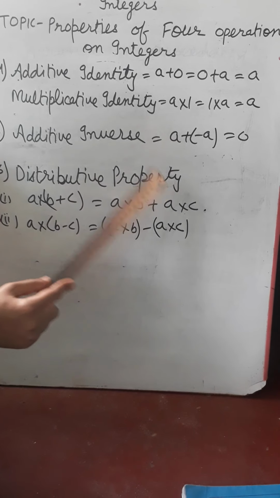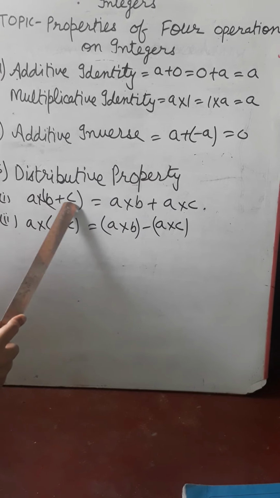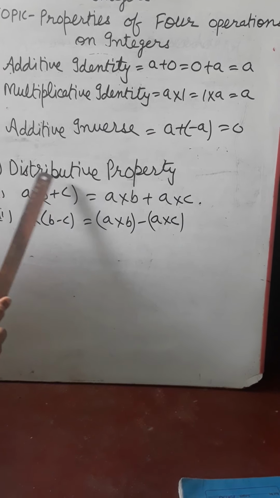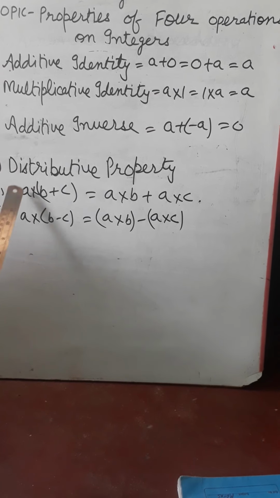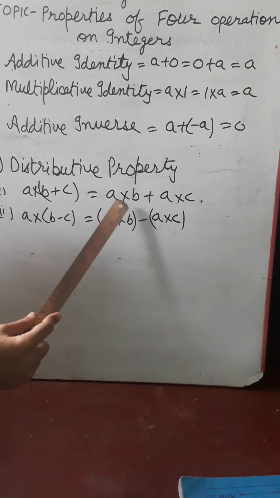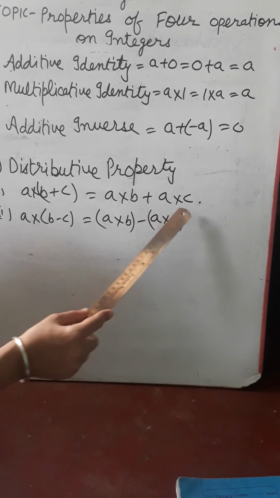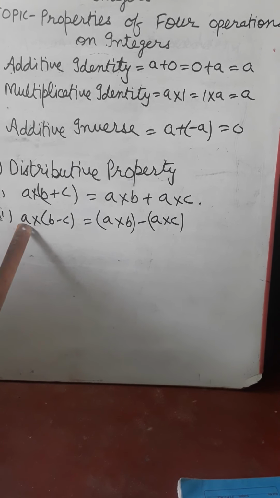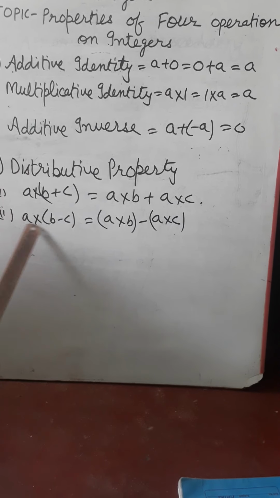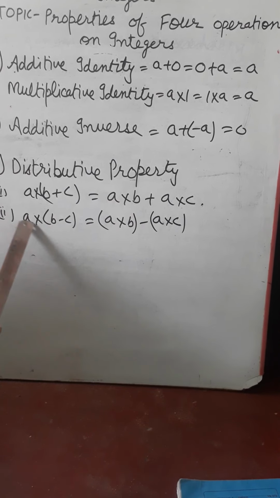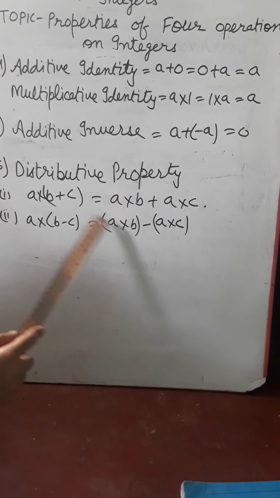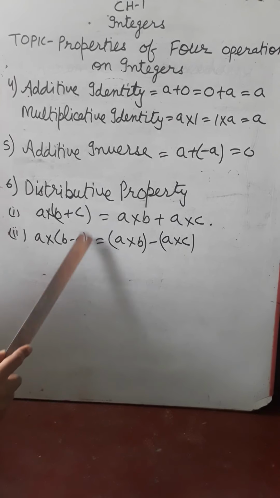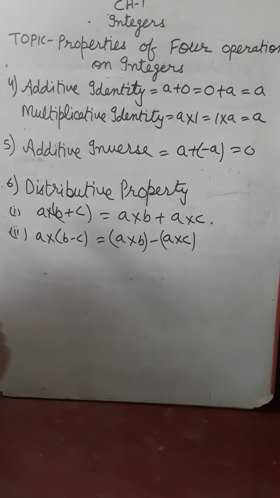In distributive property, we have a into b plus c. We will get the same if we add b plus c and then we multiply it with a, or if we multiply a into b first, then plus a into c, we will get the same integer. In subtraction, a into b minus c, a into b, then minus a into c. We will multiply both the terms by a in addition and subtraction. Then we will get the same answer.